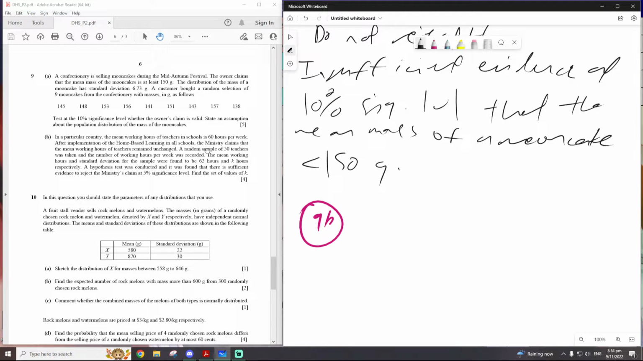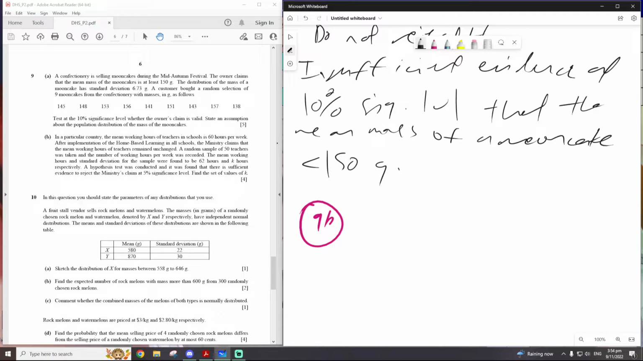So now, particular country's mean working hours is 60 hours. Home-based learning implemented. Ministry claims that the mean working hours remain unchanged. Random sample of 50 teachers was taken. Number of working hours recorded. The mean is 62 hours and K hours, but this is a sample mean and sample standard deviation, so we'll get to that in a bit. Conduct a hypo test, and it was found sufficient evidence to reject the ministry claim at 5% significance. Find the values of K.